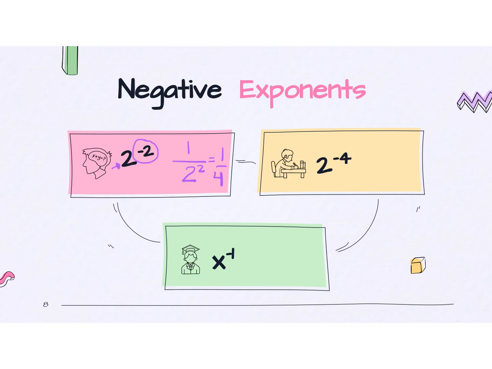Let's do it again. Here is our base, so we're going to do 1 over our base, raised to the positive value of the exponent. You could simplify that further if you'd like, but you do not have to. x is our base, so it's 1 over x, and you would raise it to the power, which is just to the power of 1. It's just 1 over x.